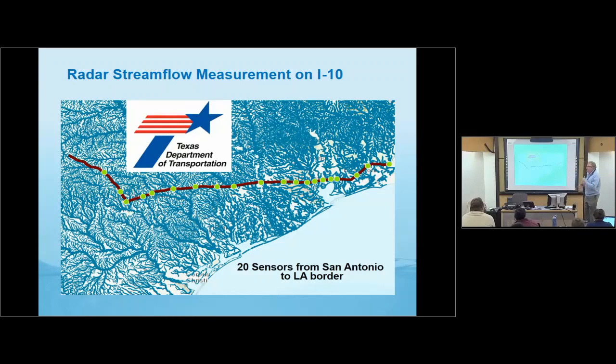So if TxDOT can get this going and we can demonstrate that this works, perhaps that inspires other departments of transportation in other parts of the country to do likewise. So we're not just sort of putting gauges at the outlets of watersheds. So this is specifically designed to think about how to do this on the bridge system.